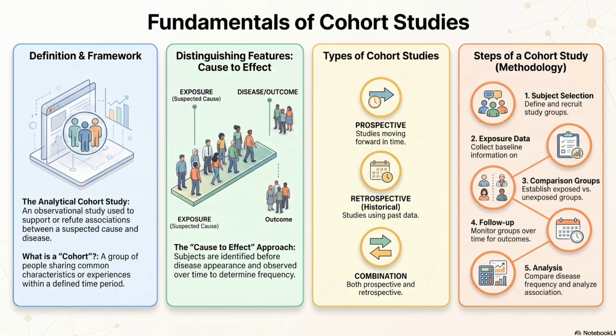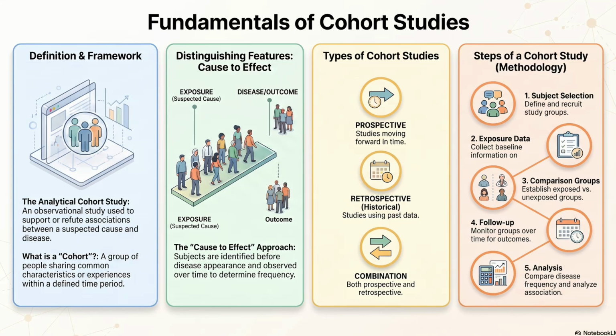Prospective studies generally provide high quality data because researchers collect information systematically from the beginning. However, they often require considerable time, funding, and participant commitment. The second type is the retrospective cohort study, also known as a historical cohort study.